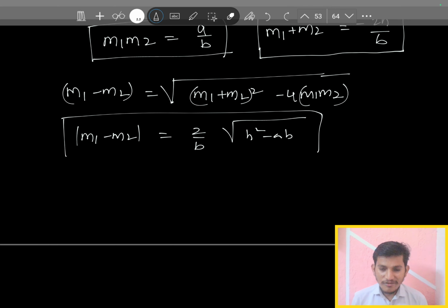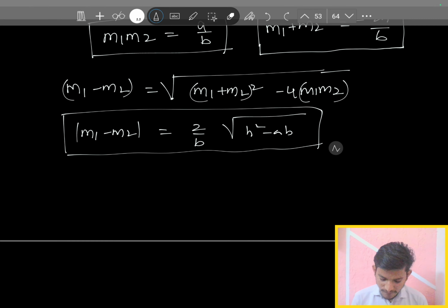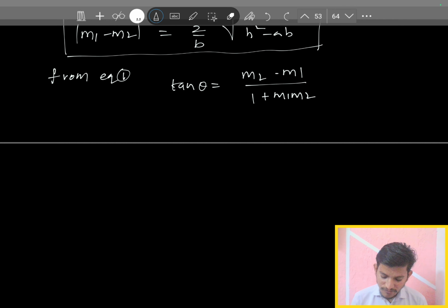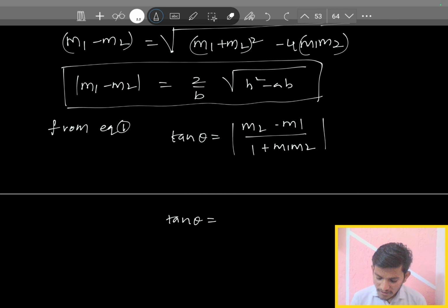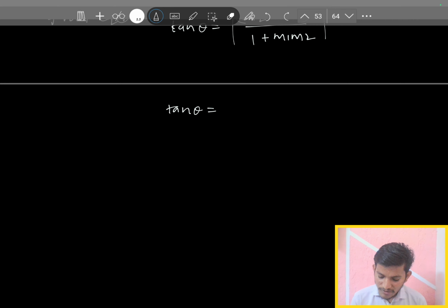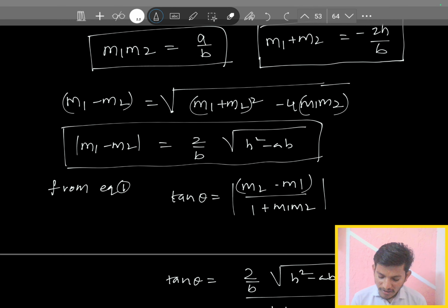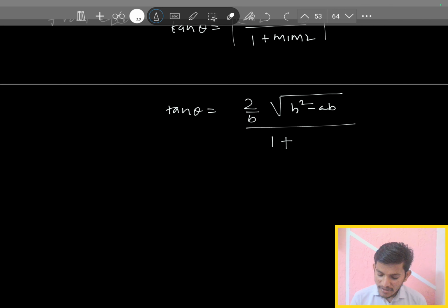So writing all these things in equation number 1, what was it? Tan theta was equal to modulus of m2 minus m1 divided by 1 plus m1 into m2, right? Therefore, tan theta will be equal to, the numerator is actually the difference of slopes, which we have just written as 2 by b into root over h square minus ab, divided by the denominator. In the denominator we have 1 plus the product of slopes m1 into m2, which is a by b.